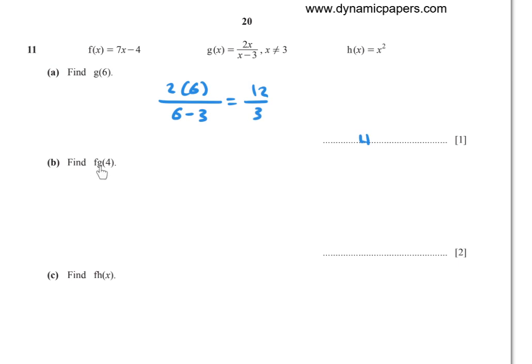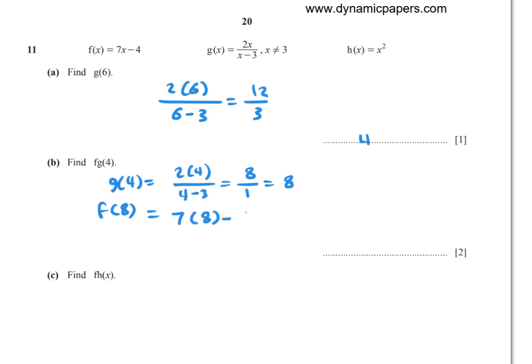B, find fg(4). So find g(4), then substitute in f. g(4), put x equal 4 in g. So g(4) equals 2 times 4 over 4 minus 3 equals 8 over 1 equals 8. Then find f(8). So 7, put x equal 8. So 7 times 8 minus 4. So 56 minus 4 equals 52.